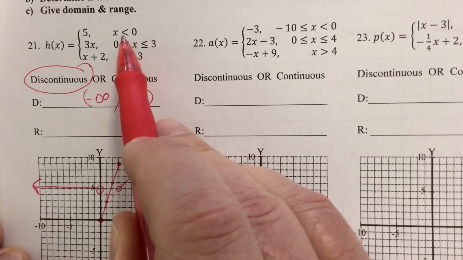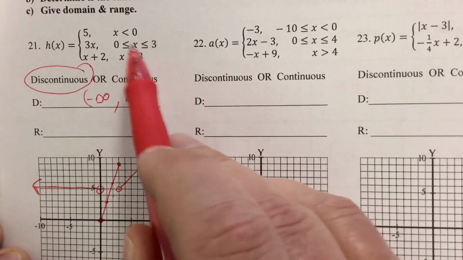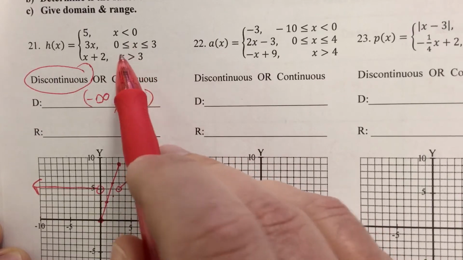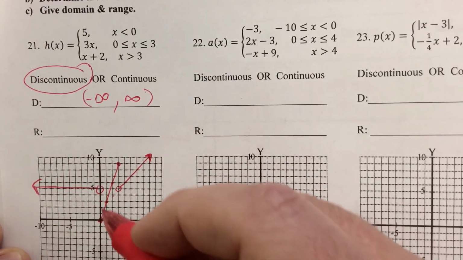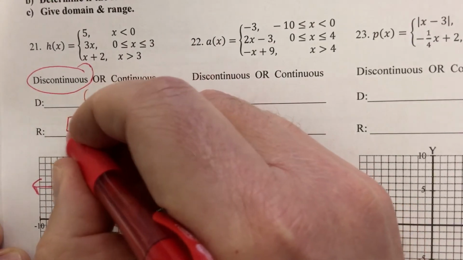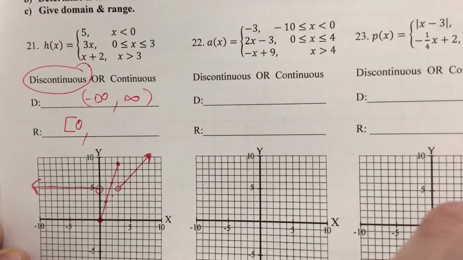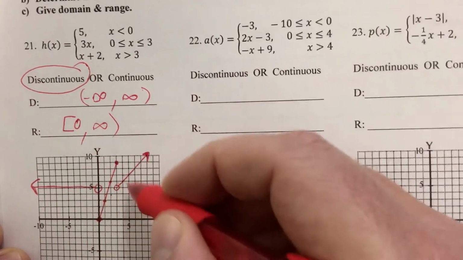If you look up here, with x less than 0, and then 0 to 3, and then x greater than 3, that covers every possible number from -infinity to infinity. So you can tell by the domain restrictions here. The range, looks like the furthest down it goes is 0, and I'm going to include that. And the furthest up, because of the arrow, looks like infinity, and there are no gaps in the range.